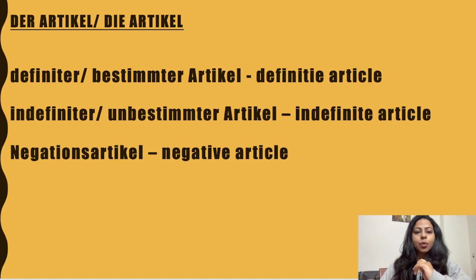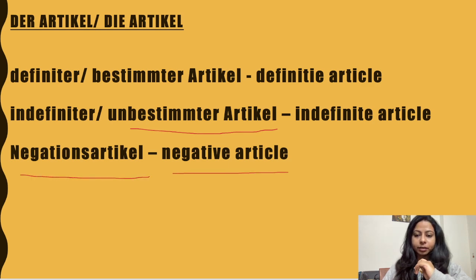Now, the articles. What kind of articles do we have in German? Definite, bestimmte article; unbestimmter article, indefinite article; and Negationsartikel, which is negative article. Also remember that all nouns are in capital letters, irrespective of whether it's a common noun or proper noun. All the nouns in German are in capital letters. Okay, so these are a few of the points that you should remember when it comes to articles.